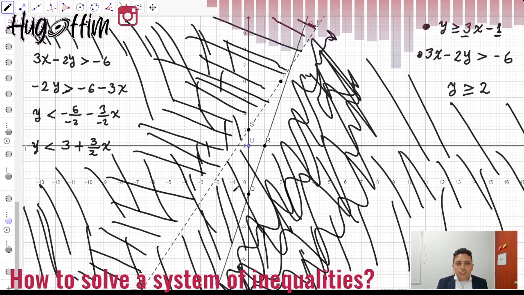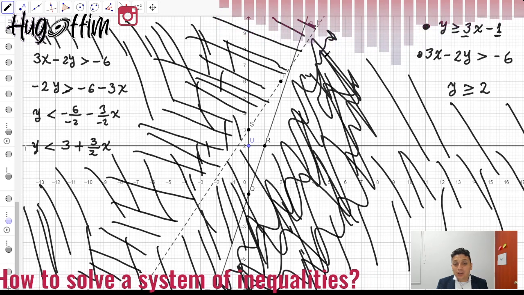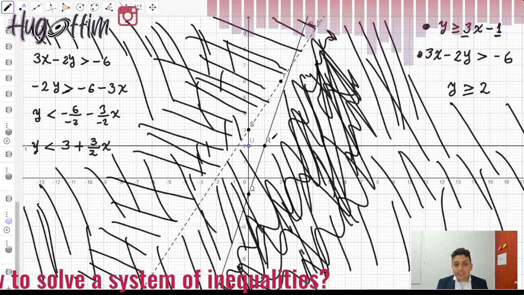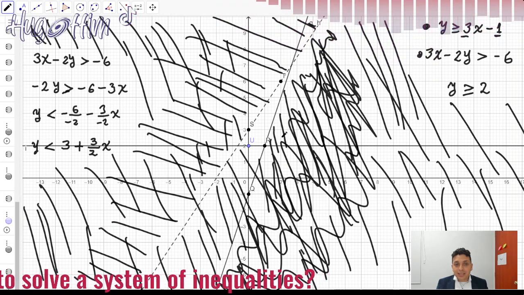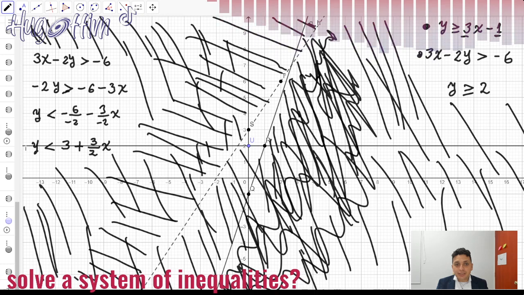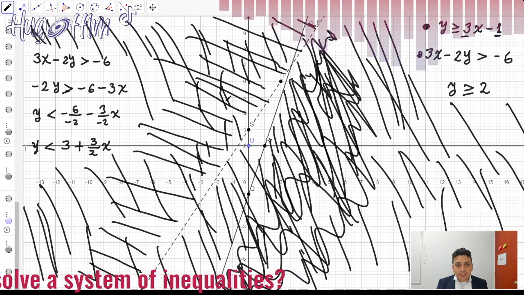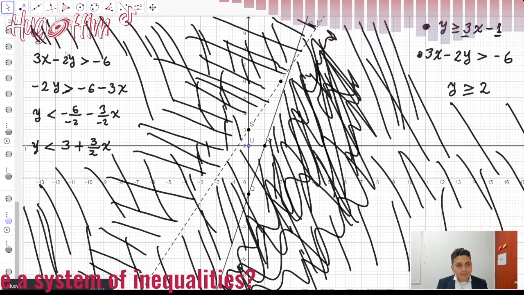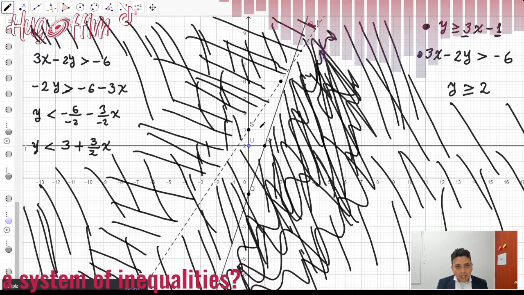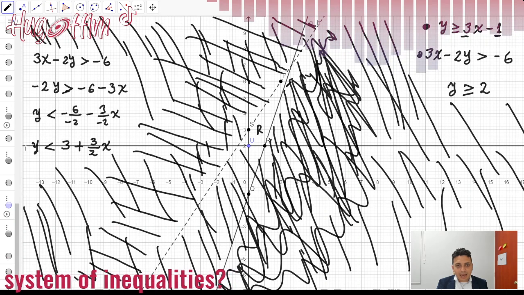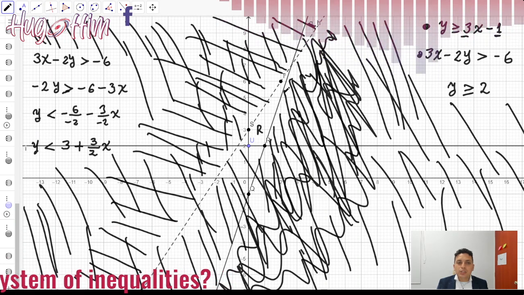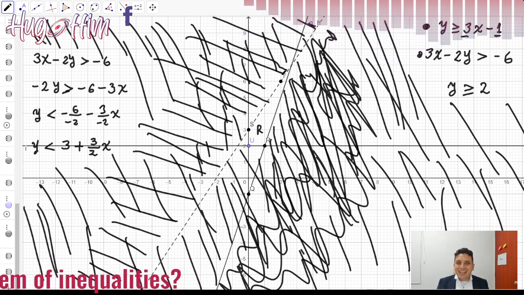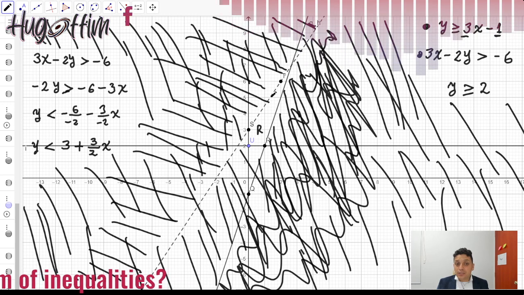And what is the solution of the system? As I shaded all the unwanted regions, the solution of the system will be the region that has no shade. So in this case, the region that has no shade is this one that we can see here. I'm going to put an arc to show you the region. That will be the solution of our system of inequalities. And this is how you get the solution of the system of inequalities.